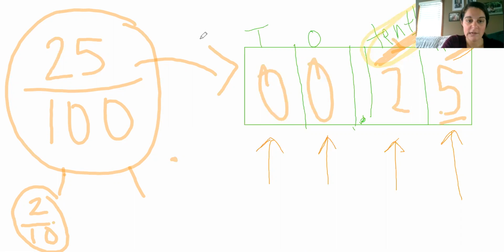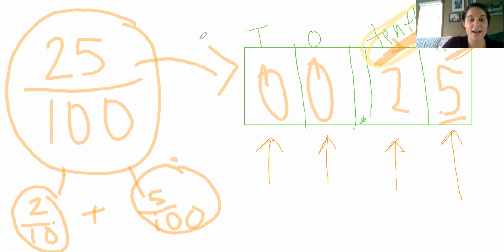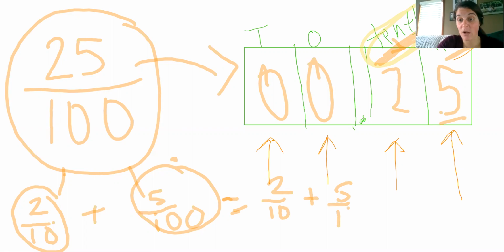Okay, how many hundredths do I have? I have 5 hundredths. So if you were to add those together, it would be obviously 2 tenths plus 5 hundredths. Uh-oh. What does that mean? My denominators aren't the same, so I'm going to have to do a little bit of multiplication in there, right?